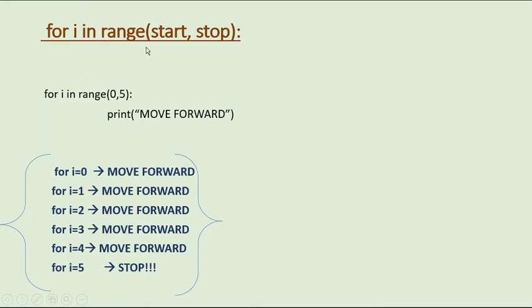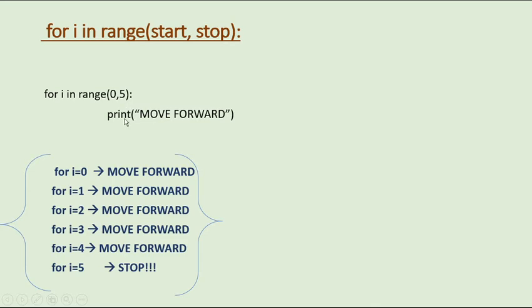Now, for i in range(start, stop), what is start? Start is the initial value which is given to i, and stop is the last value that is given to i. Suppose inside the for loop a print statement is written, and in the print statement what is written? Move forward. So again this is an explanation of this for loop. When the value of i is 0, then what does it have to do? It has to print move forward. So it will print move forward. The value of i will be incremented. It will become 1.